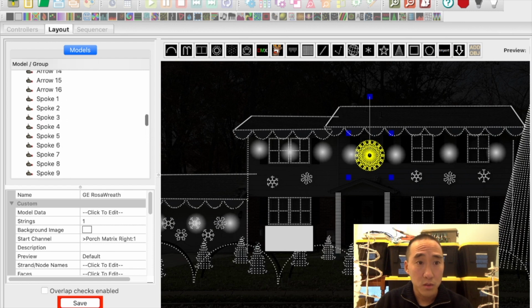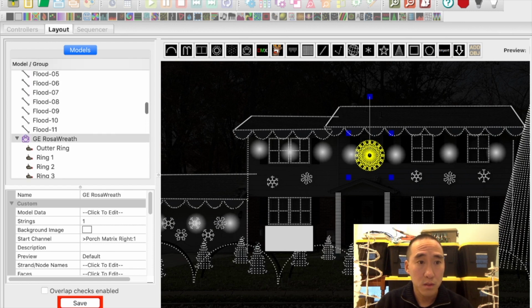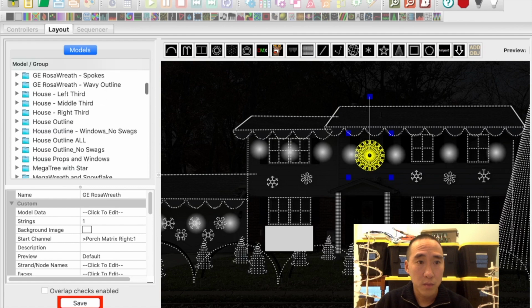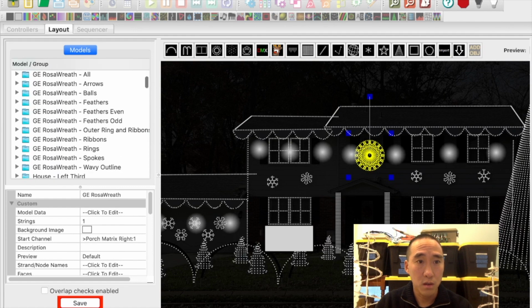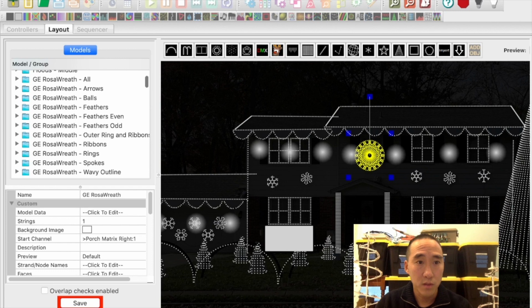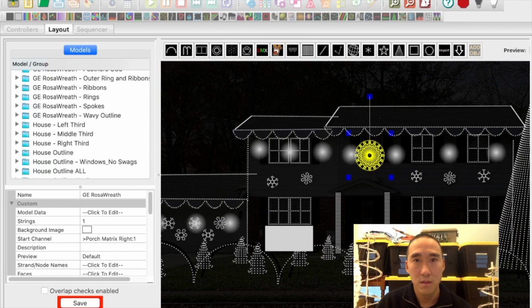One thing you will want to do is create some groups. So what I have up here are groups for the Rosa Wreath: all, arrows, balls, feathers, feathers even, feathers odd, outer ring and ribbons, ribbons, rings, spokes, wavy outline. Like all high-density props, this one has a lot at 696 pixels. That's going to be a challenge to run with one output, but let's first take a look and review the different controllers and options to see what could work for a high-density prop like this.